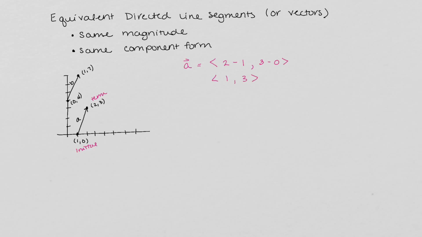And so what that tells us is from its starting point, this vector moves right 1 and up 3. That's what that tells us. So from its initial point to its terminal point, this vector moves to the right 1 and up 3. And you can see that in our picture. From the initial point, we go right 1 and up 3. So that is the component form of vector A.